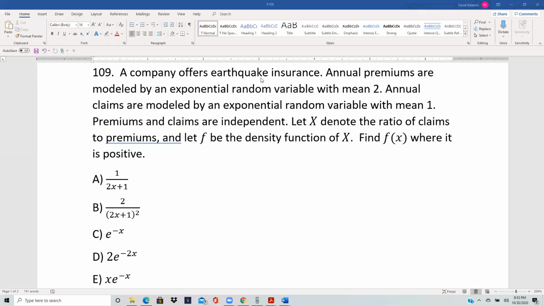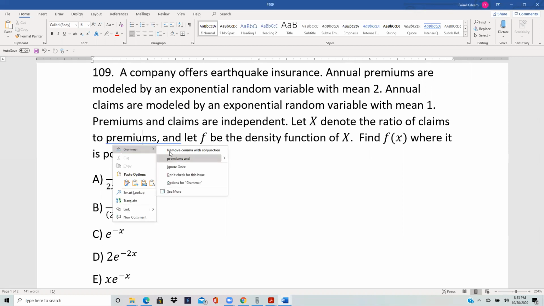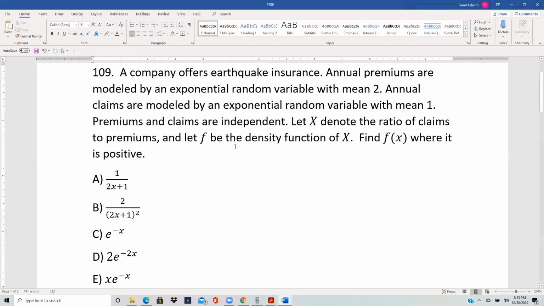A company offers earthquake insurance. Annual premiums are modeled by an exponential variable with mean 2. Annual claims are modeled by an exponential variable with mean 1. Premiums and claims are independent. Let X denote the ratio of claims to premiums, and let f be the density function of X. Find f of x where it's positive.